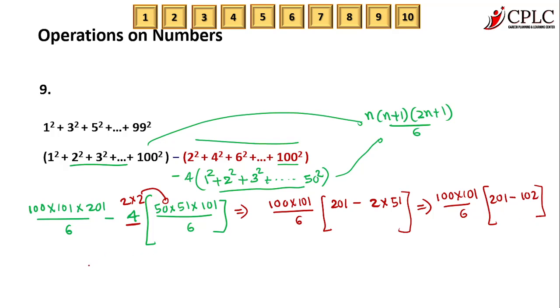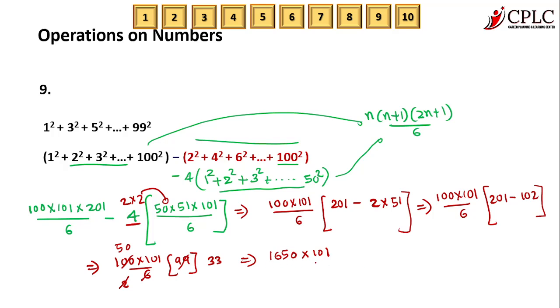How much is that? That is, I think, 99. 99 is divisible, let's say, by 3, so 2s are 33. And it's 2 divided by 50. 33 into 5 is 165 into 101.